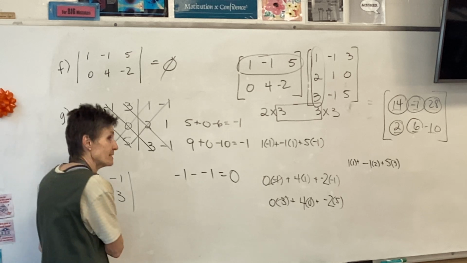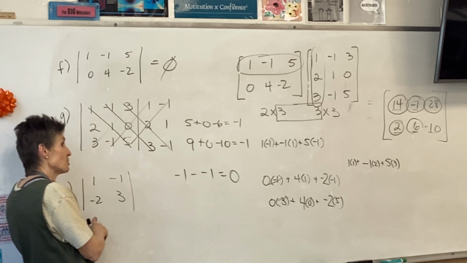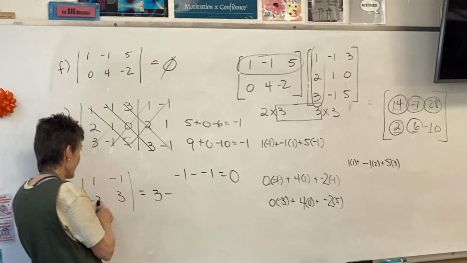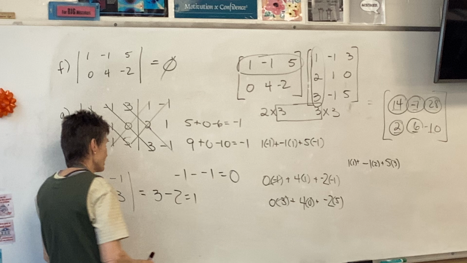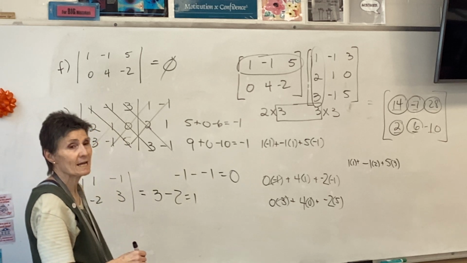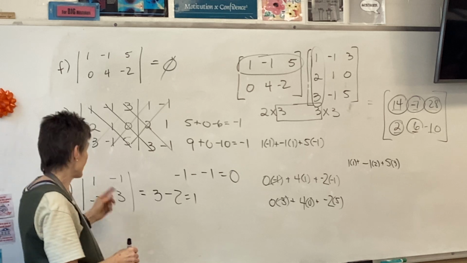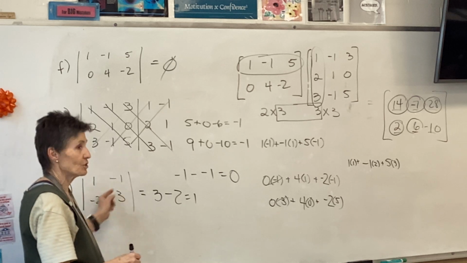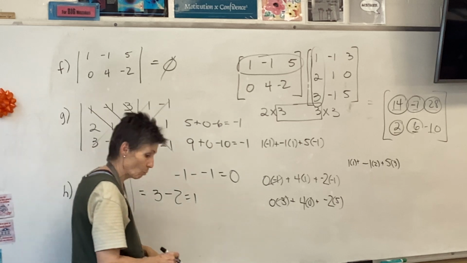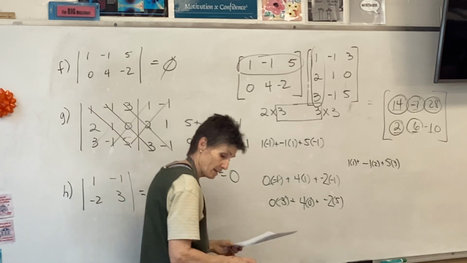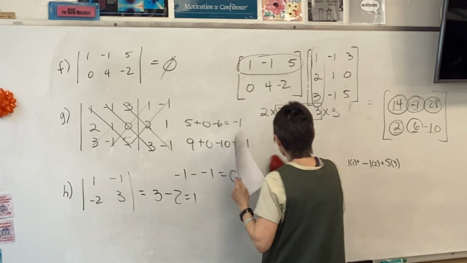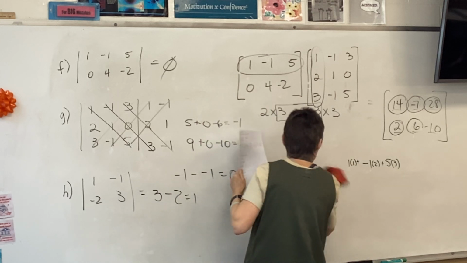All right, last determinant, how do I do this one? Cross 3 times 3 minus 2, looks like that one's a 1. Be careful with your negatives. This is 3, this is 2. I'm subtracting. The determinant is 1. All right, and then the last one on this page is the inverse.